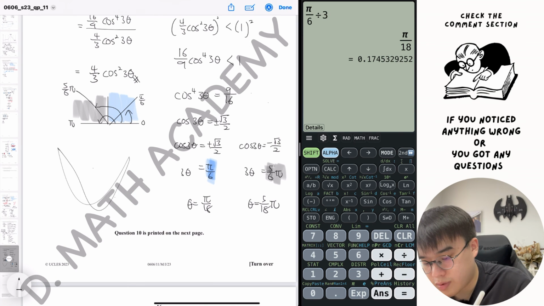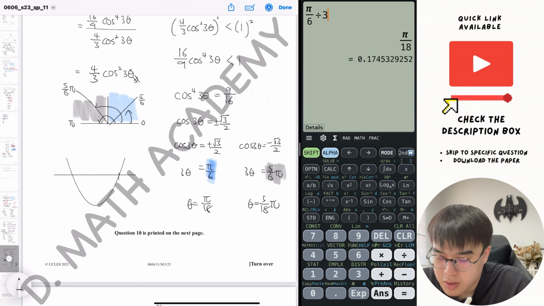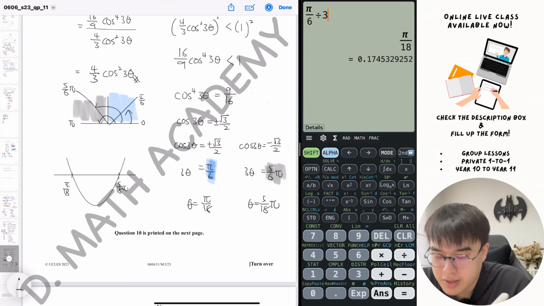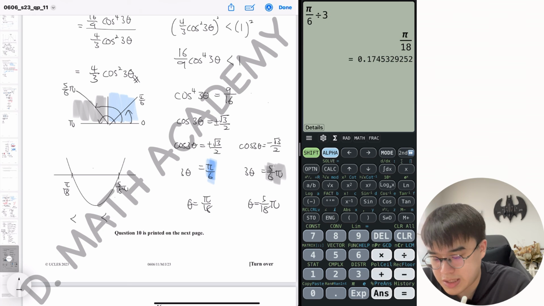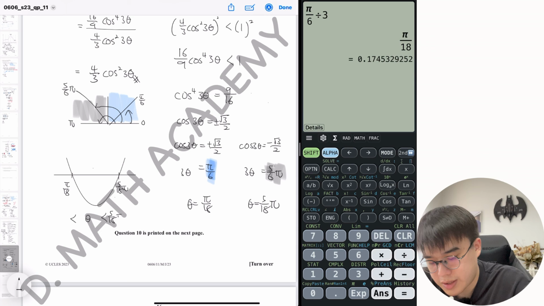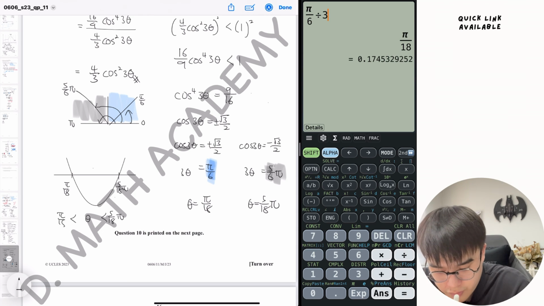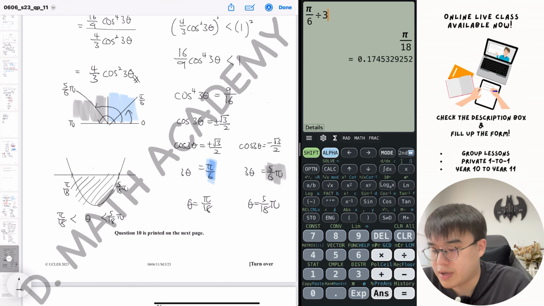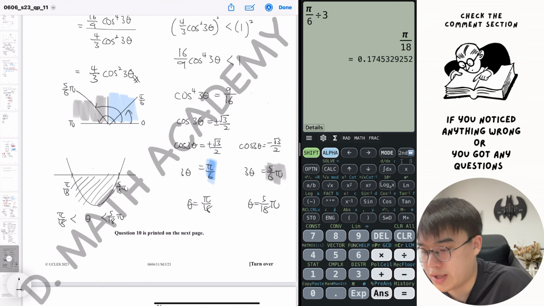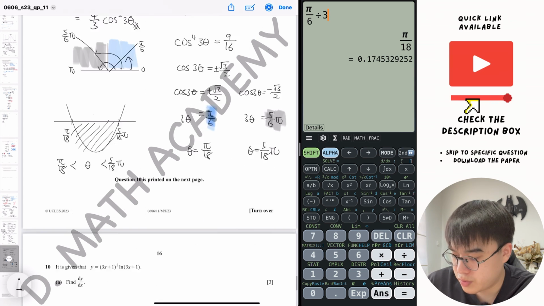So it's an even graph, an even number powered graph. 5 over 18 pi and pi over 18, so it will be in between this range here. So 5 over 18 pi and pi over 18. Okay, because lesser than 1 means they wanted it to be down below. Okay, so this will be my final answer for sum to infinity.